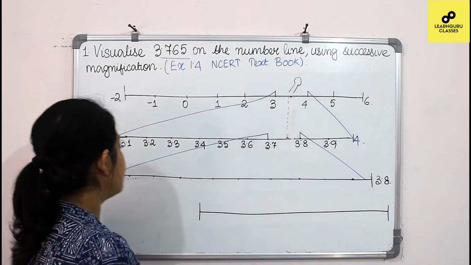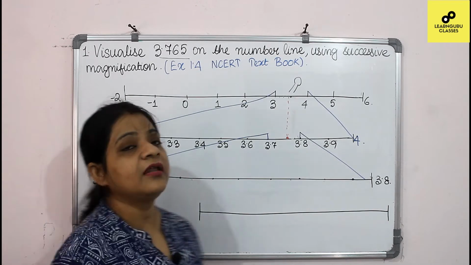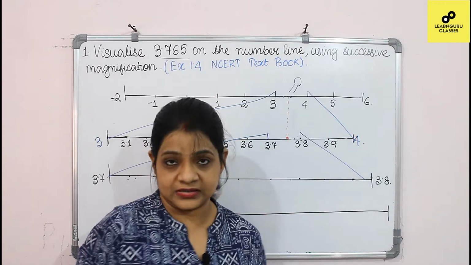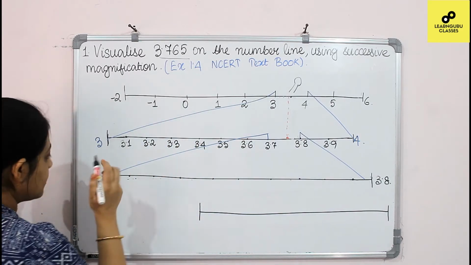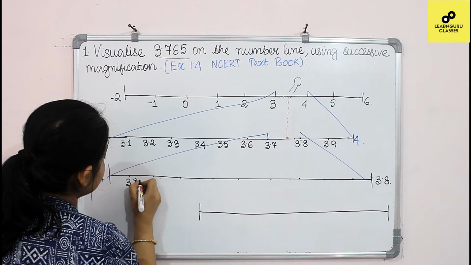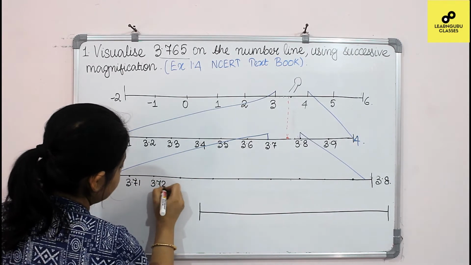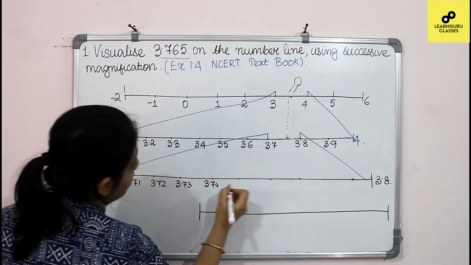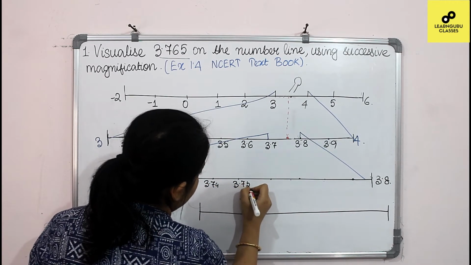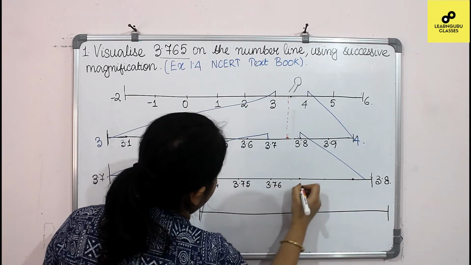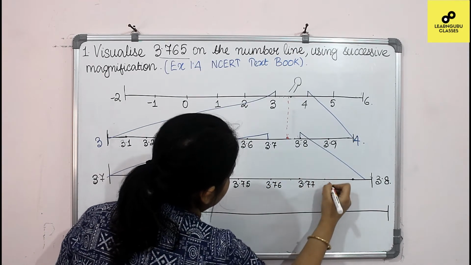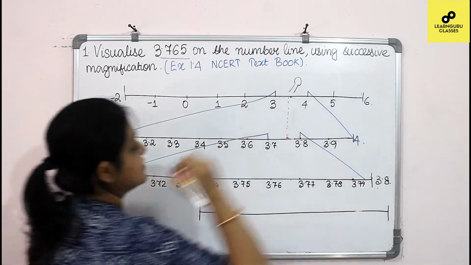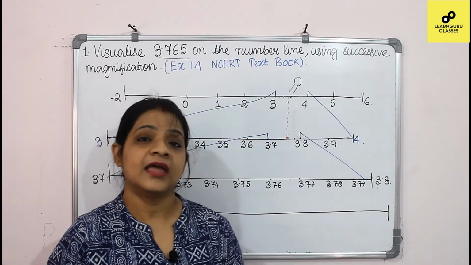3.8. Okay, now again 3.7 and 3.8 is divided into 10 equal parts. So starting from 3.7, this is 3.71, 3.72, 3.73, 3.74, 3.75, 3.76, 3.77, 3.78, 3.79 and ultimately you are getting 3.8.